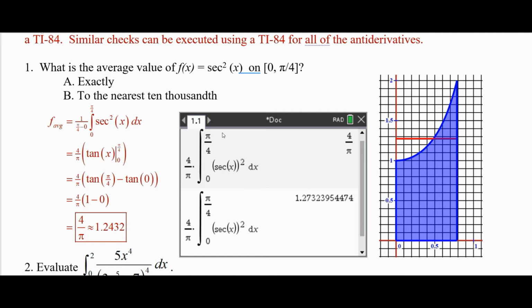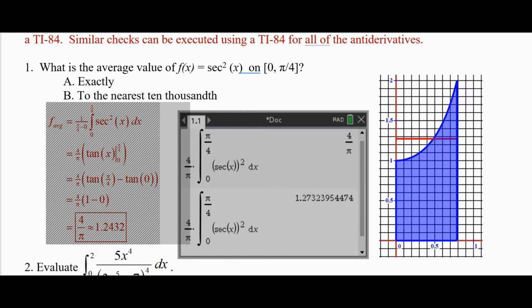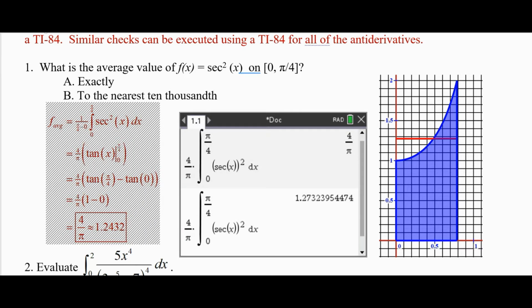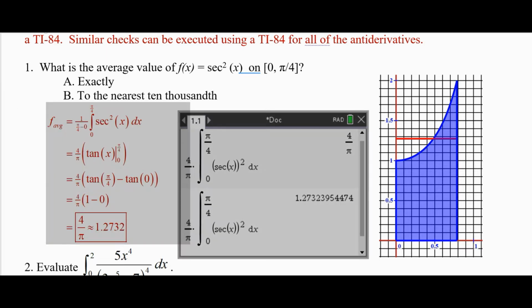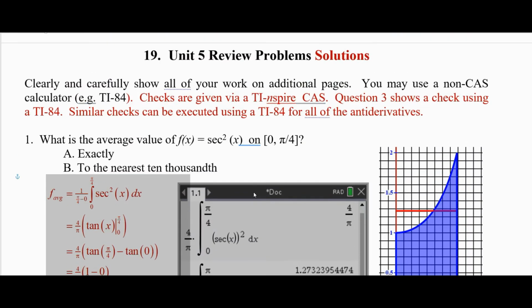Here I did it on a TI-Nspire and found the exact value to be 4 over pi and then approximated it there. Oh, that's a typo. It should be 1.2732. Let's fix that. Okay, there we go.